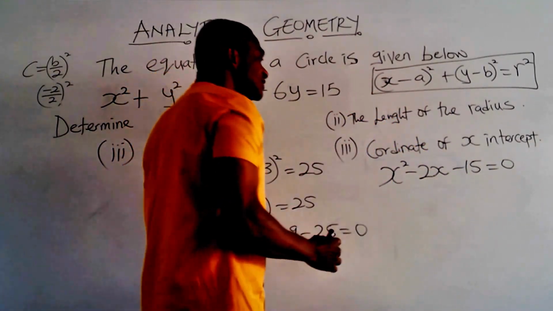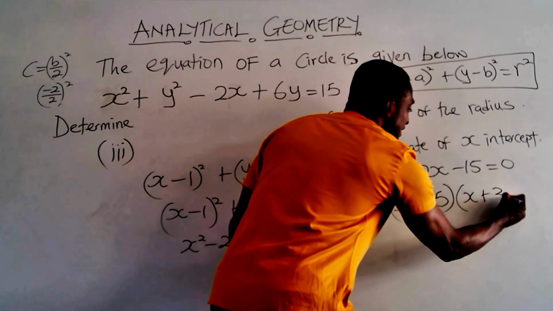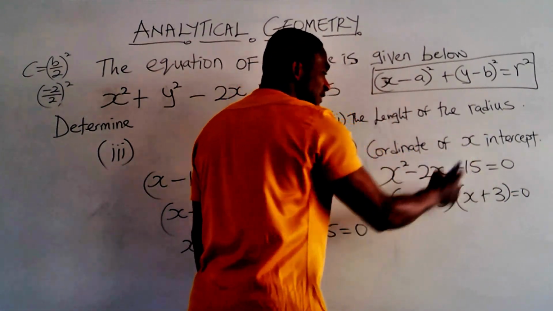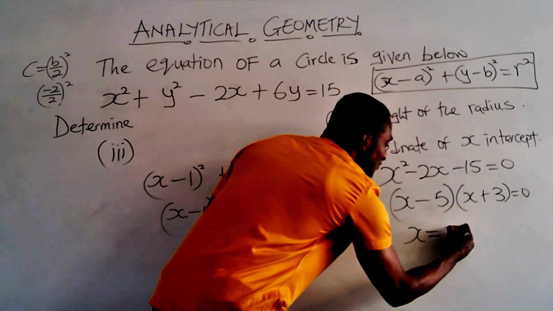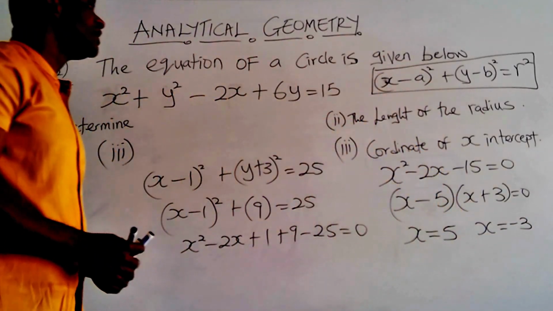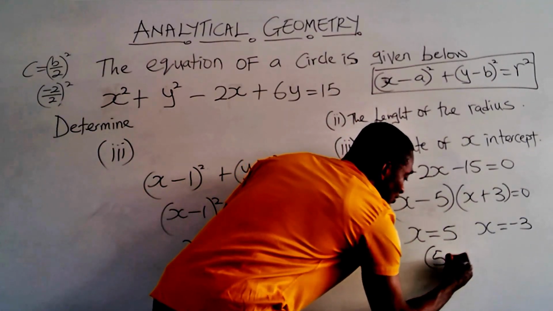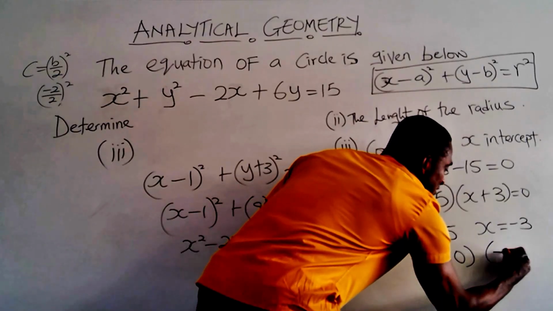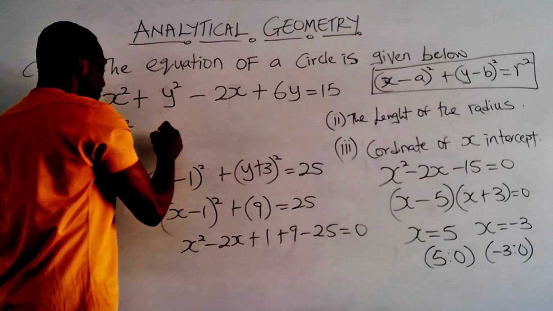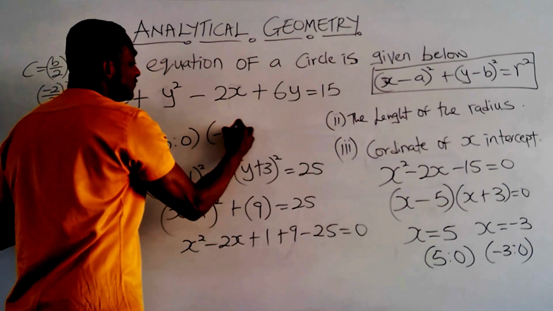We look out for the factors here. x minus 5 and x plus 3 equals 0. Minus 5 plus 3 will give us minus 2. Minus 5 times 3 will give us minus 15. So x can be 5 and x can be negative 3. So these are the coordinates of the x-intercept. Remember, x-intercept, y is 0. So you must present this as a coordinate, which is negative 3 and 0 and 5 and 0. So the coordinates of the x-intercept are 5 and 0 and negative 3 and 0.